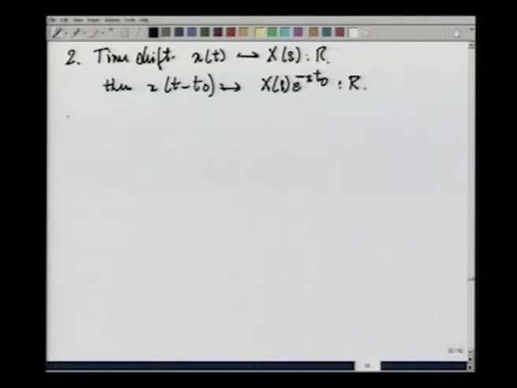Next, frequency domain shift. We can consider this under the same number. So, let us say frequency shift.